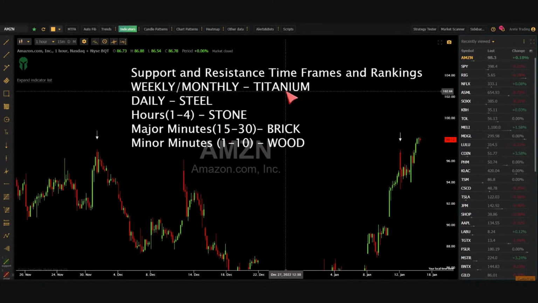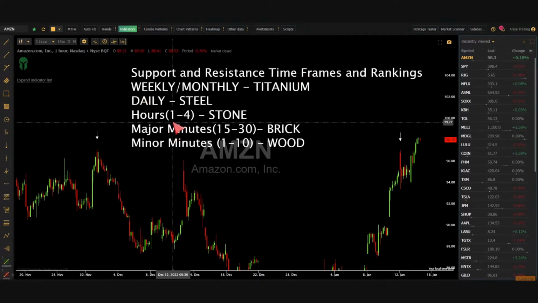So if you look at it from that standpoint, there is nothing stronger than a weekly or monthly support level or resistance level, nothing. It tells you a lot about when they break. On the daily side, think about it as steel. It's very hard for something to get through steel, and when it does, you're probably going to want to pay attention to it.